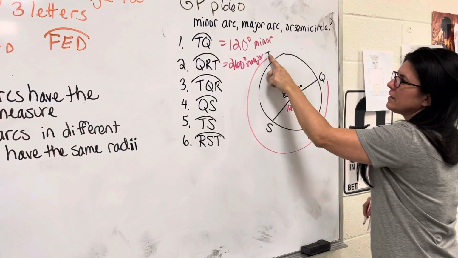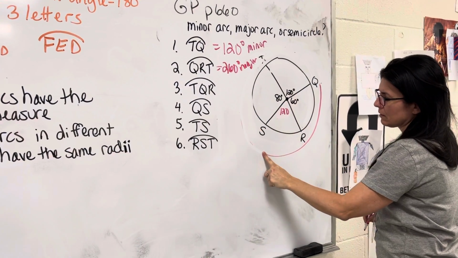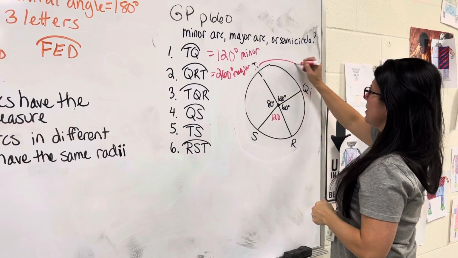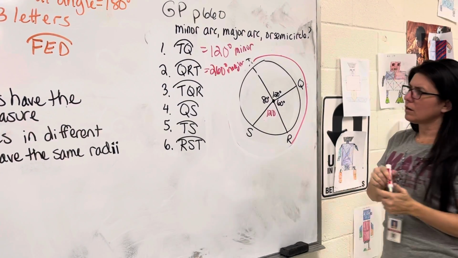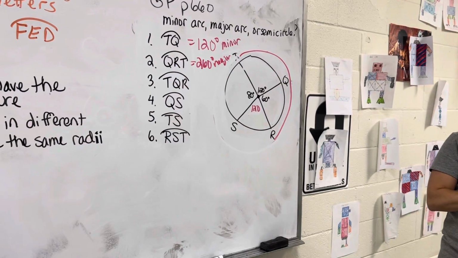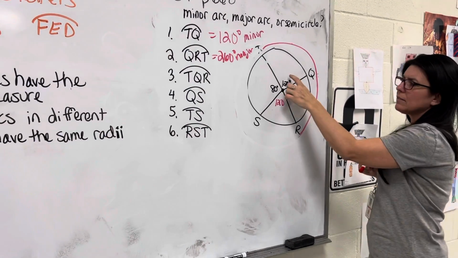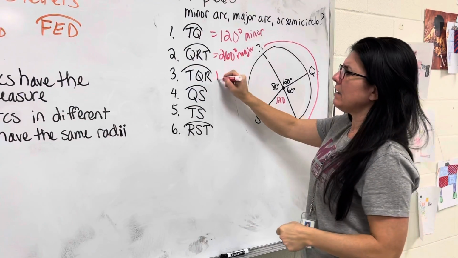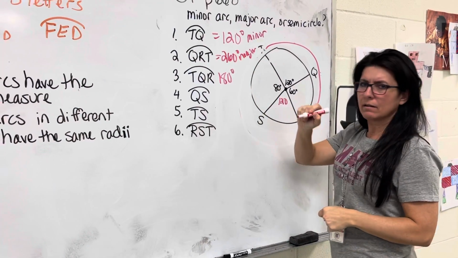The next one, TQR. We're going in this direction now. T, Q, and R. What's the measurement of that arc? Yes? 180. Good. We can add these two central angles up. TQR is 180. Is that major, minor, or semi? Semi. Good.